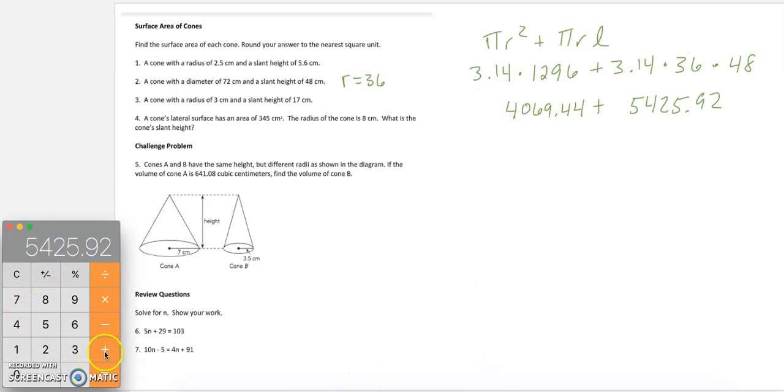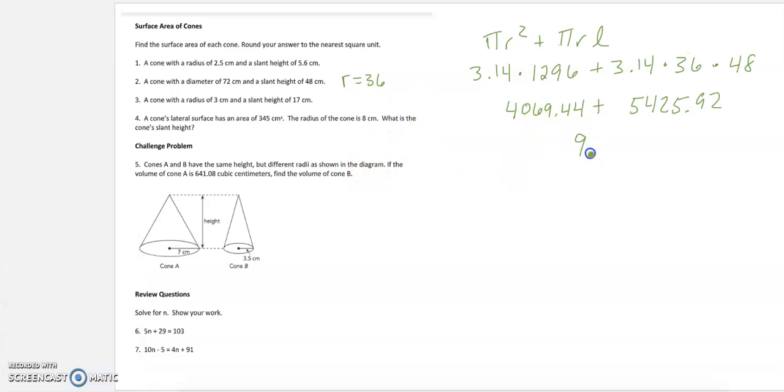So I already have that one up there. 4069.44, and I get this, 9,495.3. So there's our answer, 9,495. All right. Number 3, cone with a radius of 3 and a slant height of 17.